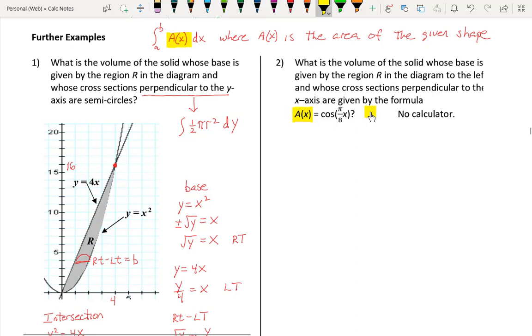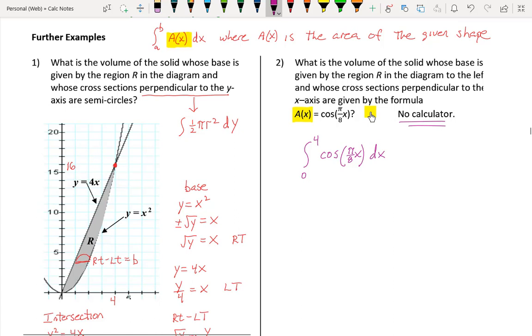Because we're going perpendicular to the x-axis this time, I need the integral, and this time our limits are with respect to x, so we're going from 0 to 4. And our area function is already given to us: cosine of pi over 8 times x dx. So we don't have to worry about an upper minus a lower. They're just saying, here's your area function. We could probably even integrate this one. Oh, this one says no calculator, so we need to integrate this by hand.